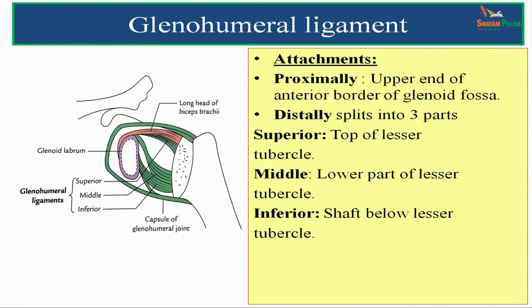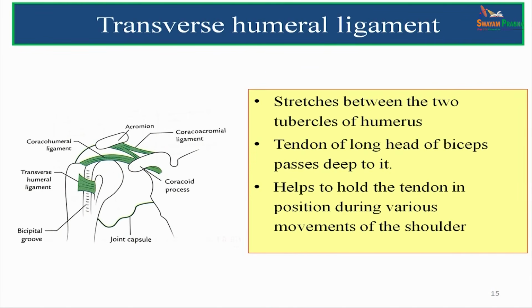Glenohumeral ligament attachments: proximally it is attached to the upper end of the anterior border of glenoid fossa. Distally it splits into 3 bands, superior, middle and inferior. The superior is attaching to the upper part of the lesser tubercle, the middle is attaching to the lower part of the lesser tubercle, the inferior is attaching to the shaft of the humerus even below the lesser tubercle. This is about the glenohumeral ligament.